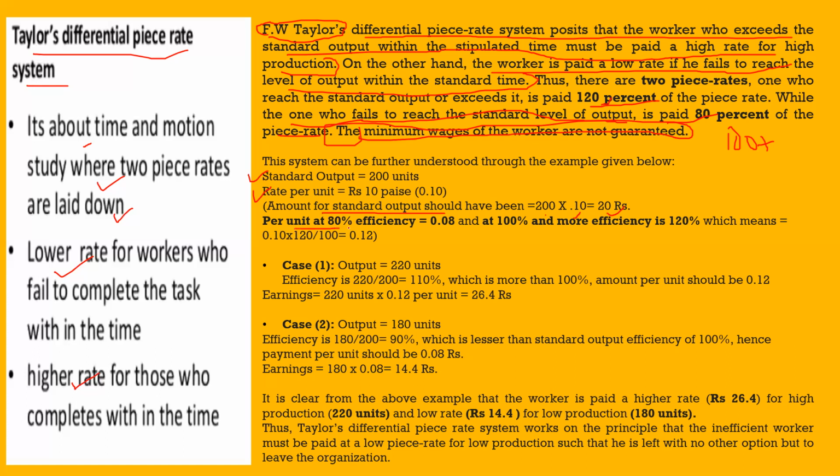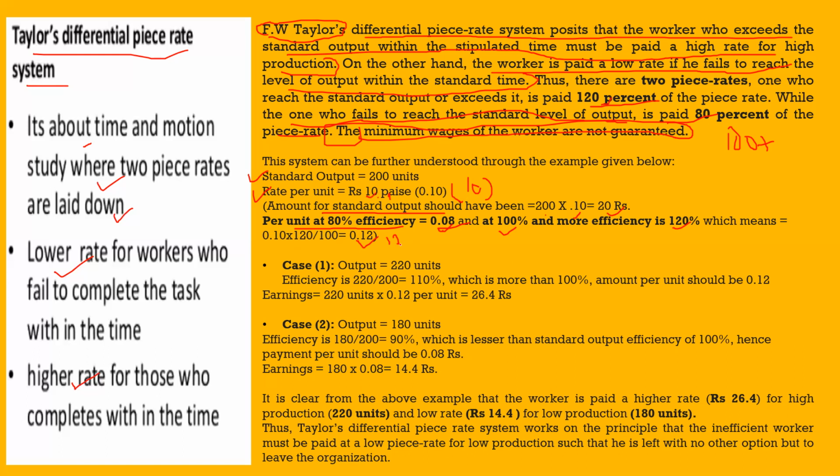Per unit at 80% efficiency, it will go to 0.08, that is 80% of this 10 paise. If it is 10 rupees, then it will be 8 rupees at 80% efficiency. And at 100% and more efficiency, that is 120% of this 10 paise, it is 0.12 per unit. If here it is 10 rupees, obviously it would be 12 rupees. That is how we have to calculate based on the efficiency.